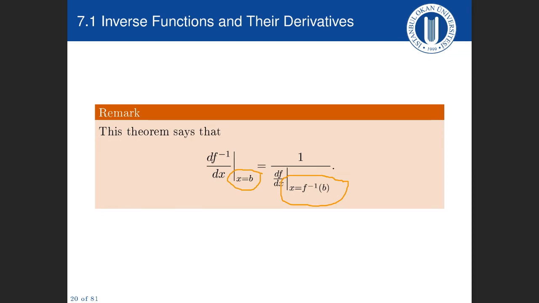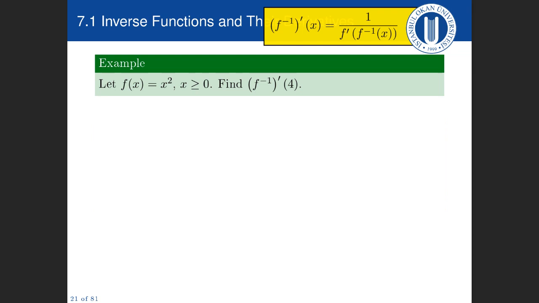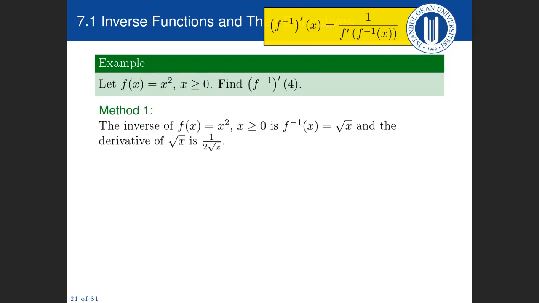Let's do some examples. The formula we're going to use is in the yellow box at the top. Let f of x be equal to x squared for x greater than or equal to 0. Find f inverse prime at 4. And I'm going to solve this two different ways. The first solution, we already know the inverse of x squared is the square root of x, and we already know that the derivative of the square root of x is 1 over 2 square root of x.